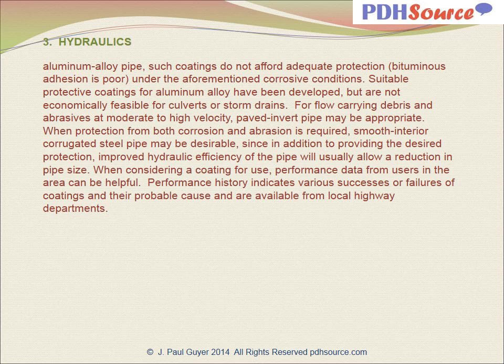For flow carrying debris and abrasives at moderate to high velocity, paved invert pipe may be appropriate when protection from both corrosion and abrasion is required. Smooth interior corrugated steel pipe may be desirable since, in addition to providing the desired protection, improved hydraulic efficiency of the pipe will usually allow a reduction in pipe size. When considering a coating for use, performance data from users in the area can be helpful. Performance history indicates various successes or failures of coatings and their probable cause, and is usually available from local highway departments.